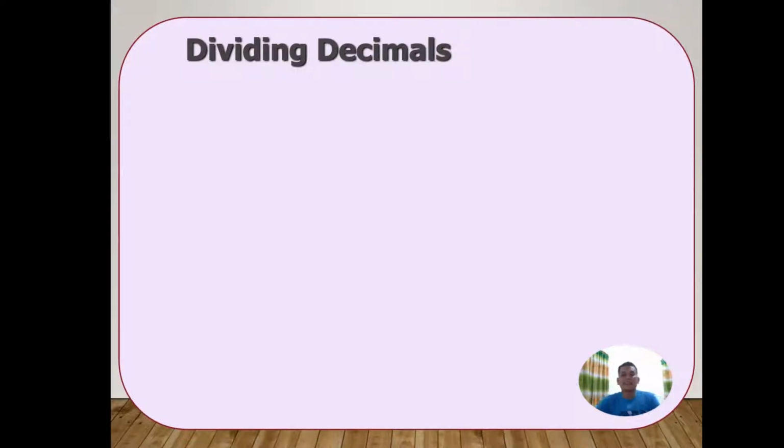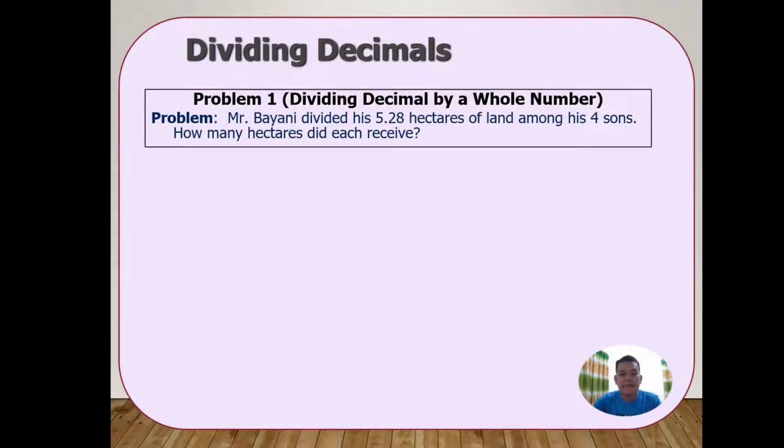Then let's have dividing decimals. We will have the first problem as promised. So this is all about dividing a decimal by a whole number. Sample problem: Mr. Bayani divided his 5.28 hectares of land among his 4 sons. How many hectares did each receive?